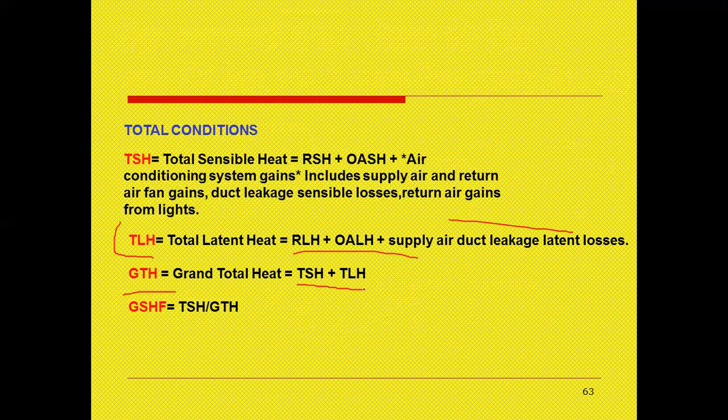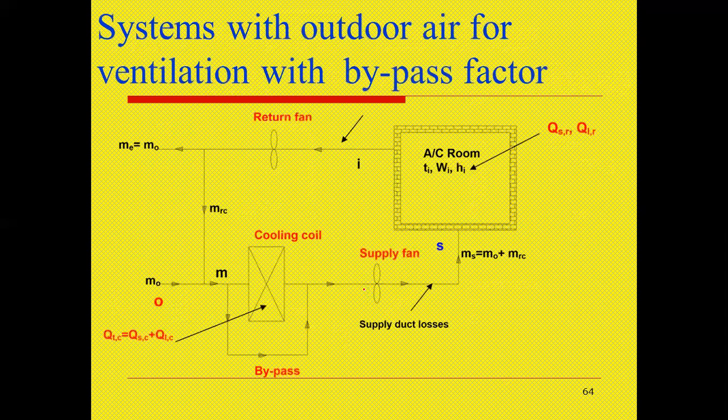Okay, total sensible heat divided by grand total heat. Next, sensible heat with outdoor air for ventilation with bypass factor. So here now it is outdoor. Earlier it was inside, now it is outdoor. When the mass is going in this direction, bypassing means it is not going inside the cooling coil. It is making an outside arrangement, bypassing, and it is passing into the supply fan and entering the AC room.